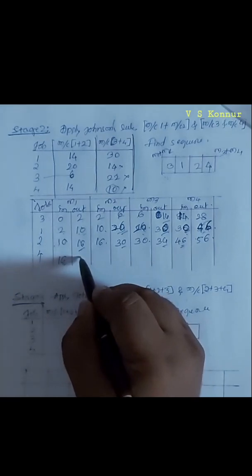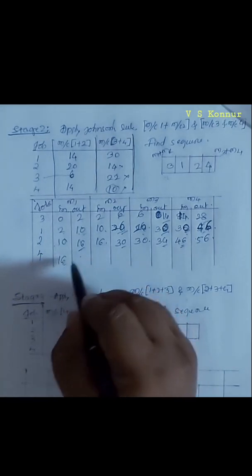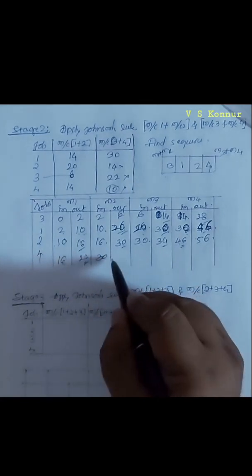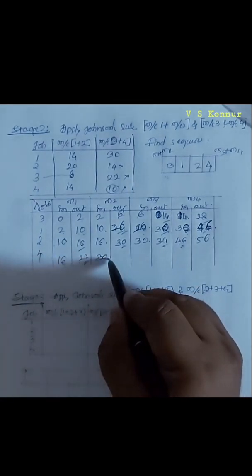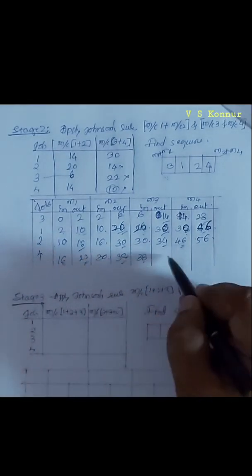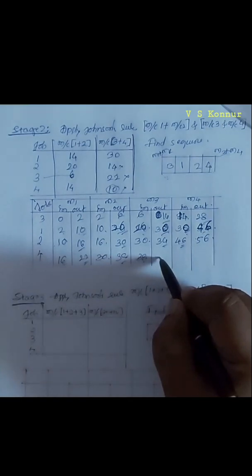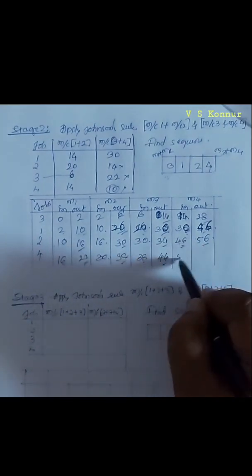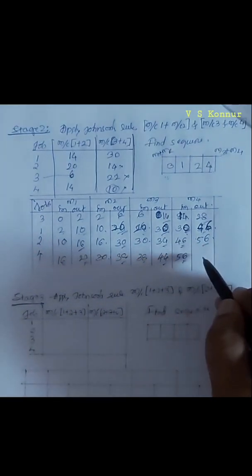Next, the fourth job is entering after 16 hours and requires 6 hours to complete, that is 22, and 30 compared, 30 is maximum. So the fourth job at the second machine requires 8 hours to complete, 38 and 34 compared, 38 is maximum. The fourth job at the third machine requires 6 hours to complete, 44 and 56 compared, 56 is maximum. And it requires 4 hours to complete, 60.